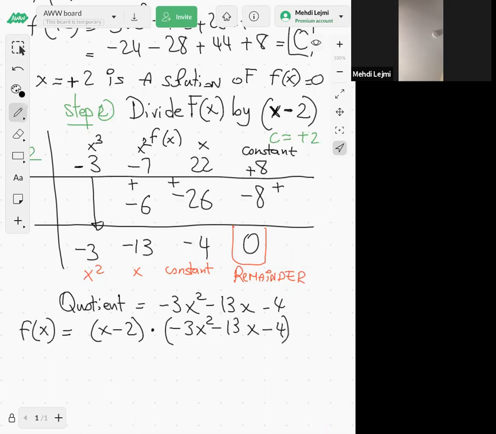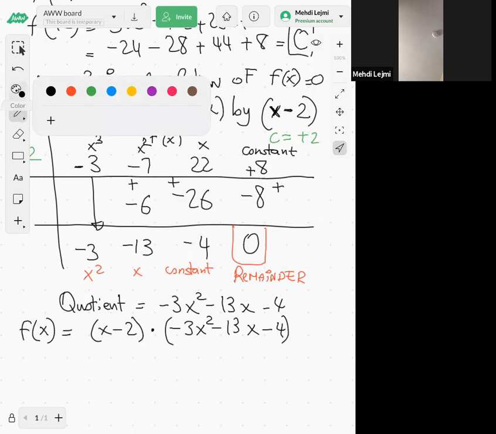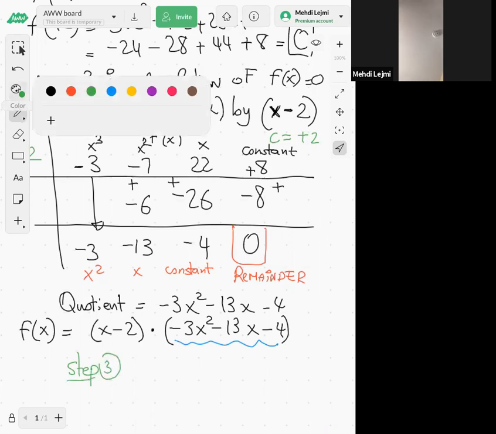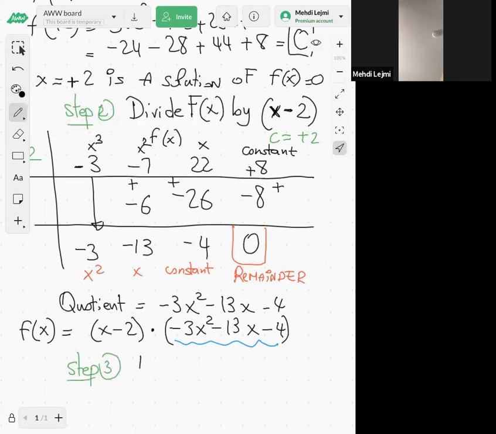All right, so we're almost done. Again, guys, the goal here is to factor f of x completely, right? I got my first factor, x minus 2, but then I have to factor the quotient, right? So that's our next step. So this is step number 3. I have to factor the quotient.